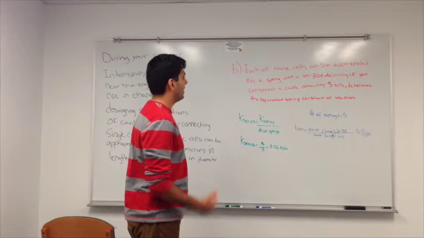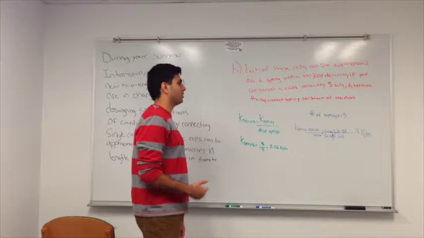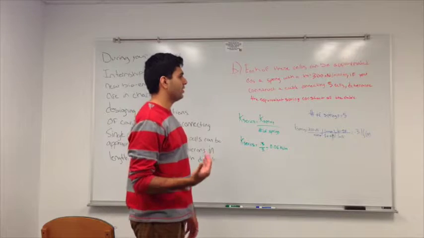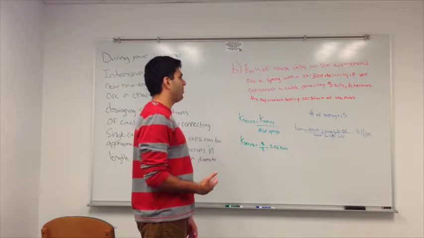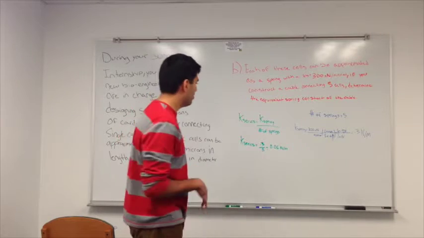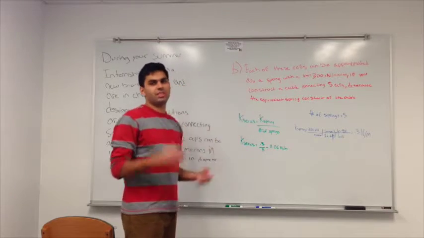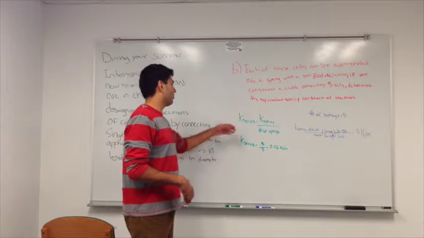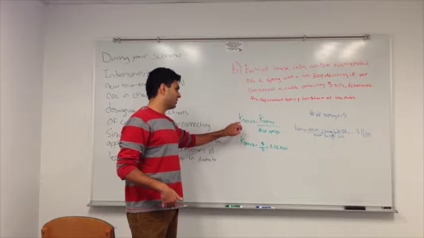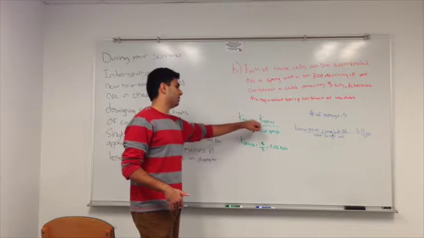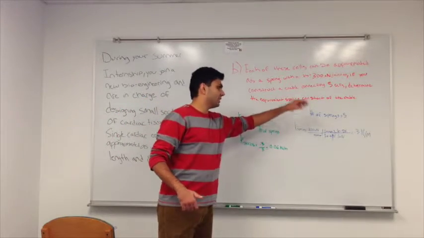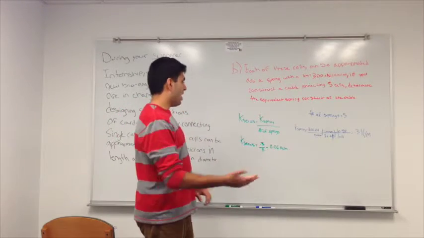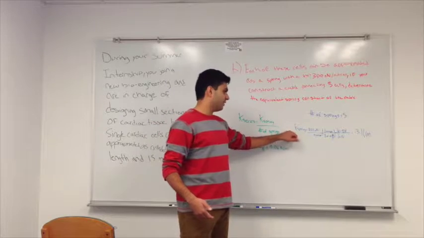It says each of these cells can be approximated as a spring with a spring stiffness of 300 nanonewtons per micron. If you construct a cable connecting 5 cells, determine the equivalent spring constant of the cable. So essentially it's saying that we're constructing them in a series. We know the formula for series to be the spring stiffness of the series equals the spring stiffness of the spring all over the number of springs. The number of springs is 5 because we have 5 cells, and now we have to find the stiffness of the spring.